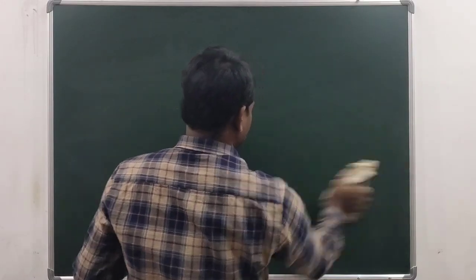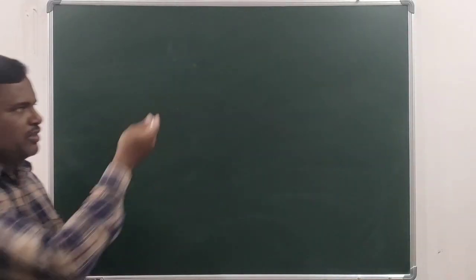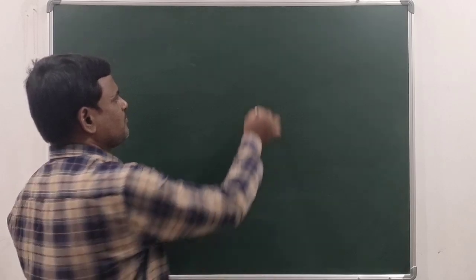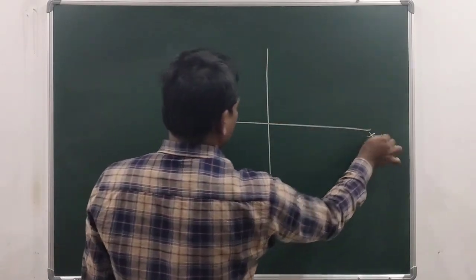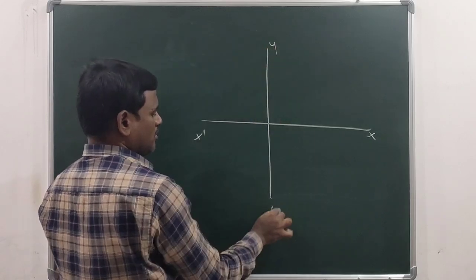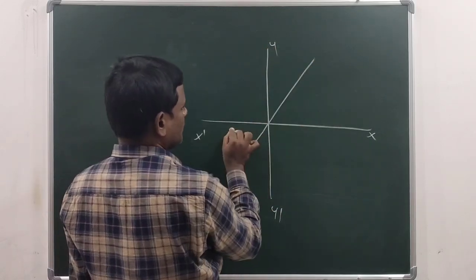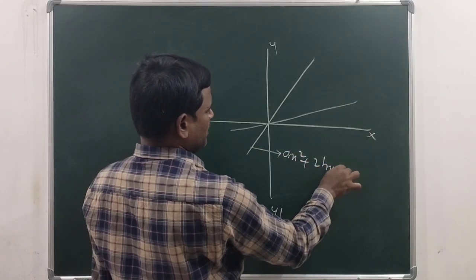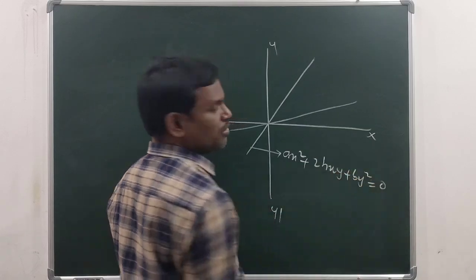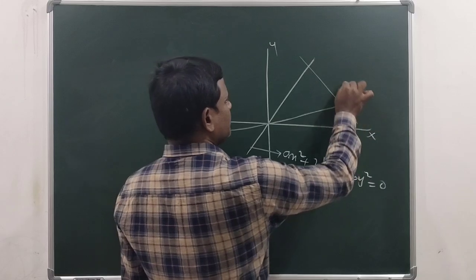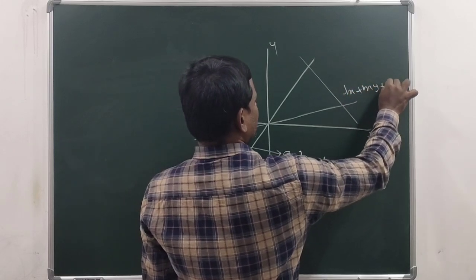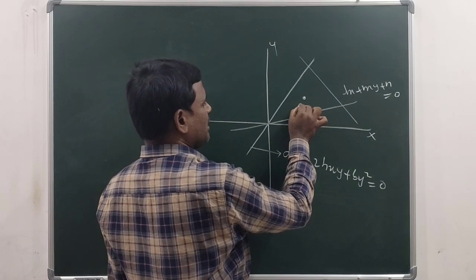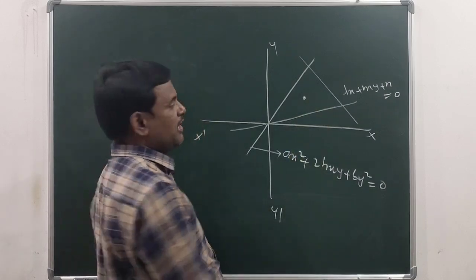Next, students, for the same triangle, they will ask you to find the orthocenter of the triangle, whose combined equation is ax square plus 2hxy plus by square equal to 0. And here the line is Lx plus my plus n equal to 0. Orthocenter is denoted by the letter O or H.